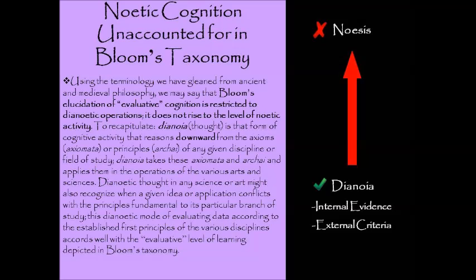Now, again, what I mean by downward is, I don't know, maybe a weak word there, but it just means whatever the axioms or first principles are in, say, biology or physics or math or whatever, right? Whatever they are, you take those and you apply them into the world somehow. You build something with it, you create something with it, you put things together, you take things apart with it, that sort of thing, right? So it's an application. Dianoia takes these axiomata, or these axioms, and these archai, or these principles, and applies them in the operations of the various arts and sciences.